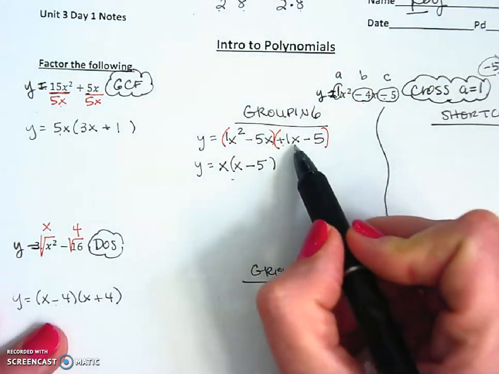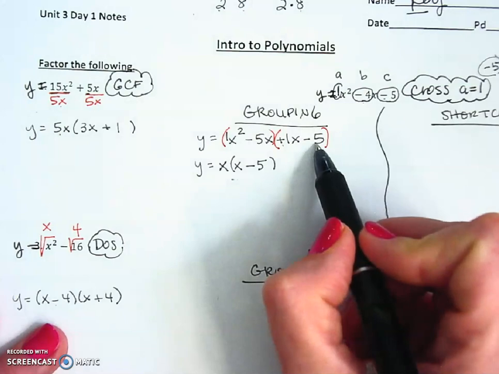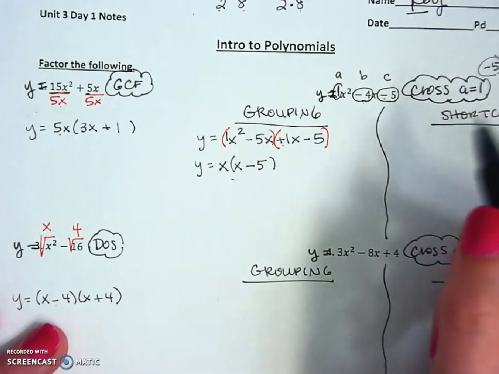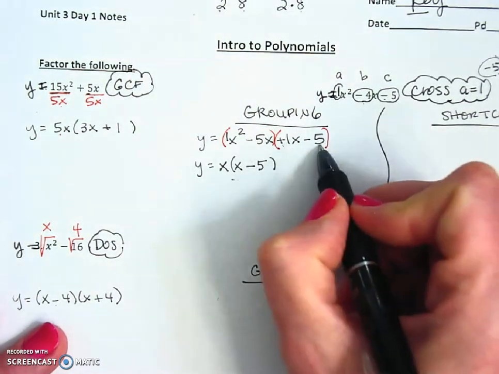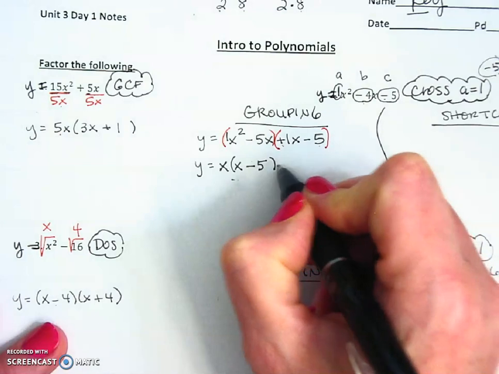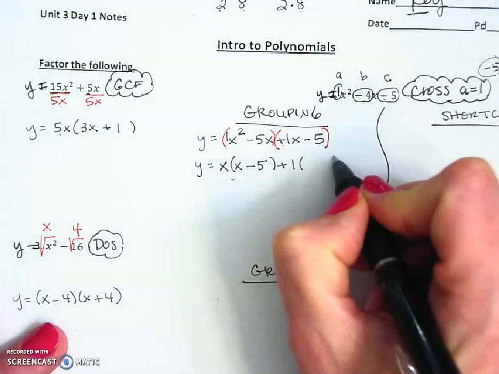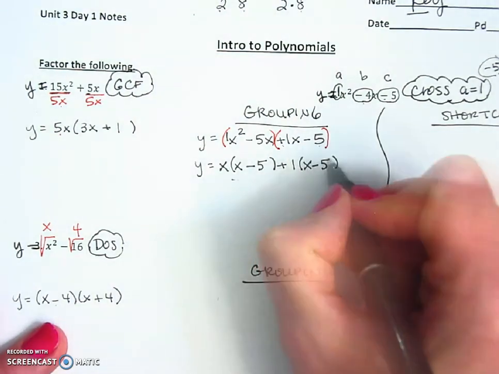Then in the second group, it feels like there's nothing in common. 1 and 5 don't have a greatest common factor, and they don't have any x's in common. So really the only thing they have in common is 1, because 1 goes into 1 and 1 goes into -5. So that's their GCF, plus 1. And then when I divide 1 out, nothing changes. I still have the x minus 5.